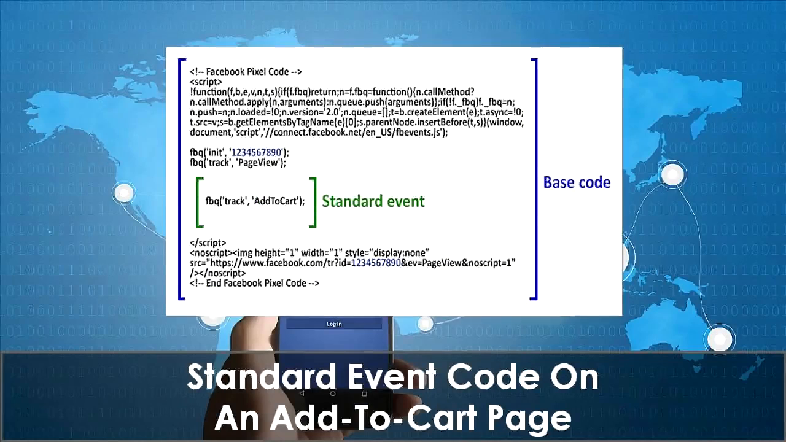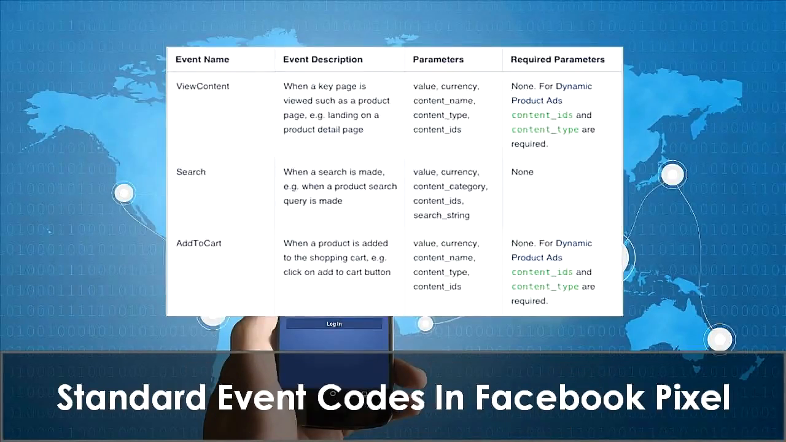Lastly, in your Facebook pixel code, above the closing script tag, paste the standard event code that is relevant to your page, for example, Add to Cart button. It's necessary to go through this process for every page if you want to track your Add to Cart as an example. There are various standard event codes available in Facebook pixel for you to track, and each event code represents a specific action. Event codes allow you to see the total number of audience that goes through your funnel and the list of actions that they take.